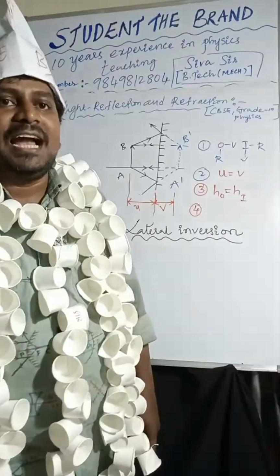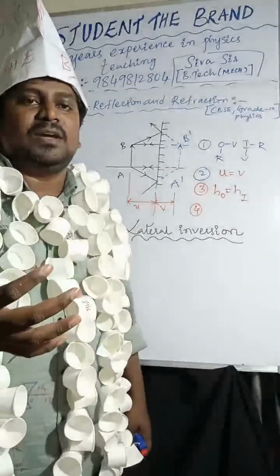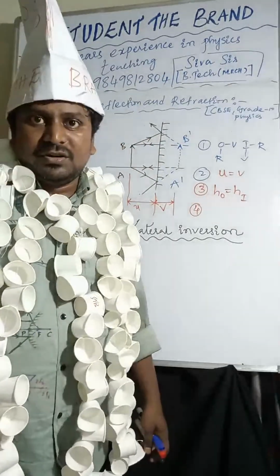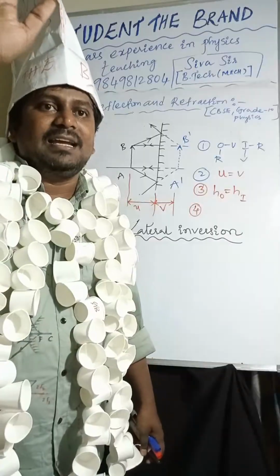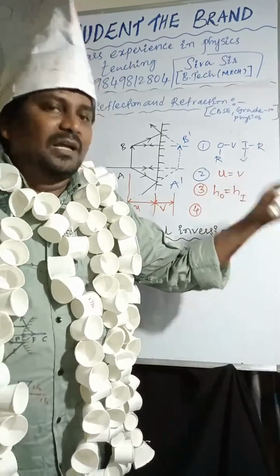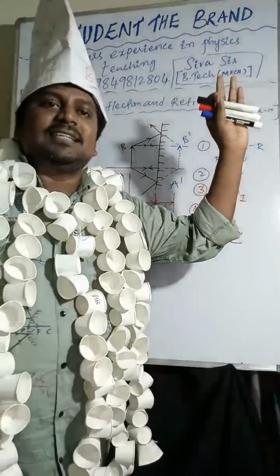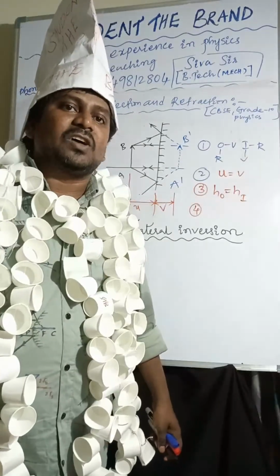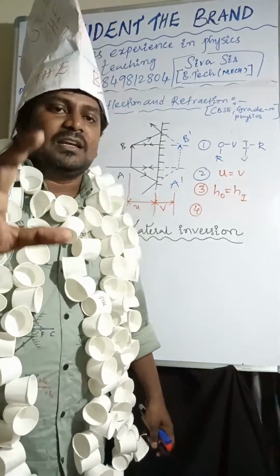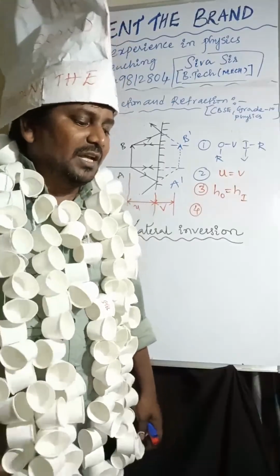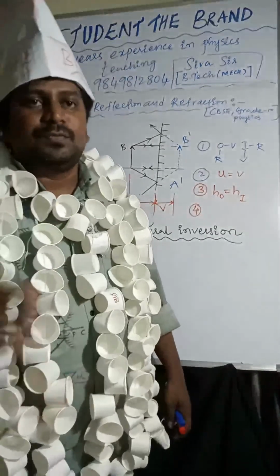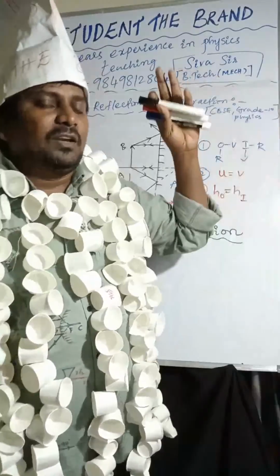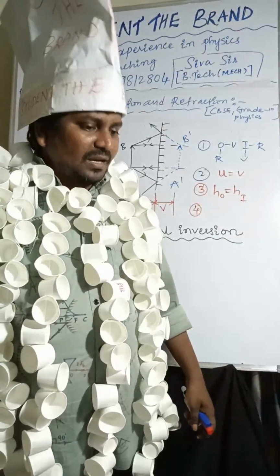Okay, so if you stand in front of the mirror and lift your right hand, it appears on the left side of the image. If you lift your left hand, it appears on the right side of the image. This mirror conversion is called lateral inversion. You can try it once.